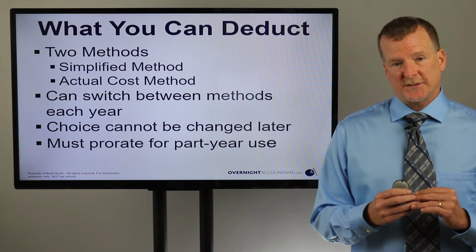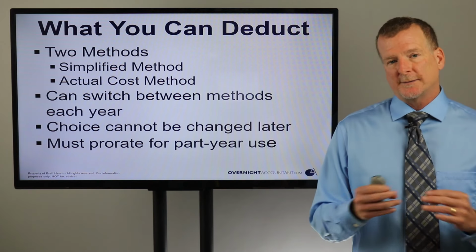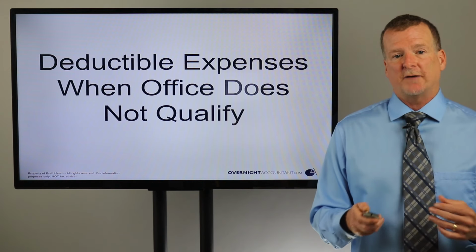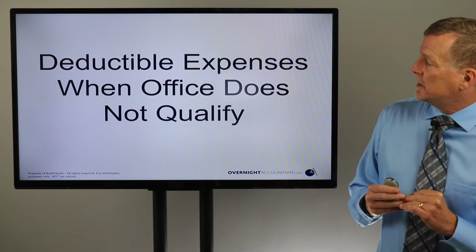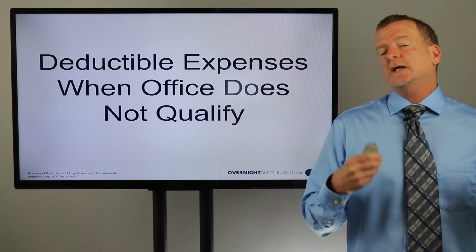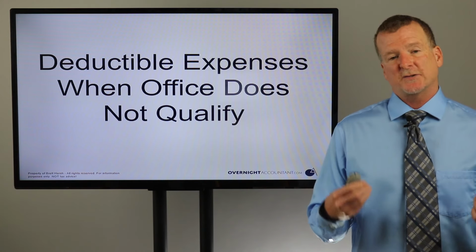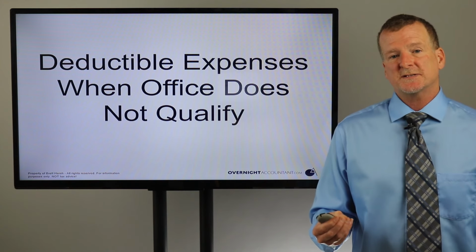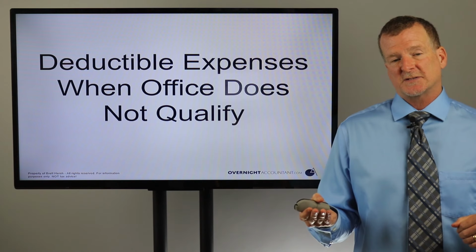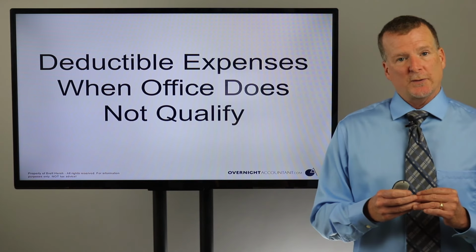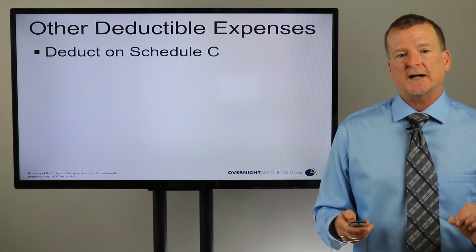If you started your real estate business this year, or you only use the office for part of a year, you must prorate based on the portion of the year that you use that office. And we'll discuss that with the simplified method in just a few moments. Deductible expenses when the office does not qualify. Even if you don't have a qualifying home office, let me go over some expenses you can still deduct. Maybe you have a home office that's not used exclusively or regularly for business, but you can still take deductions related to it. It'll be on other sections of the Schedule C, but not on your 8829, because these aren't really home office expenses, but they're items you can still deduct.